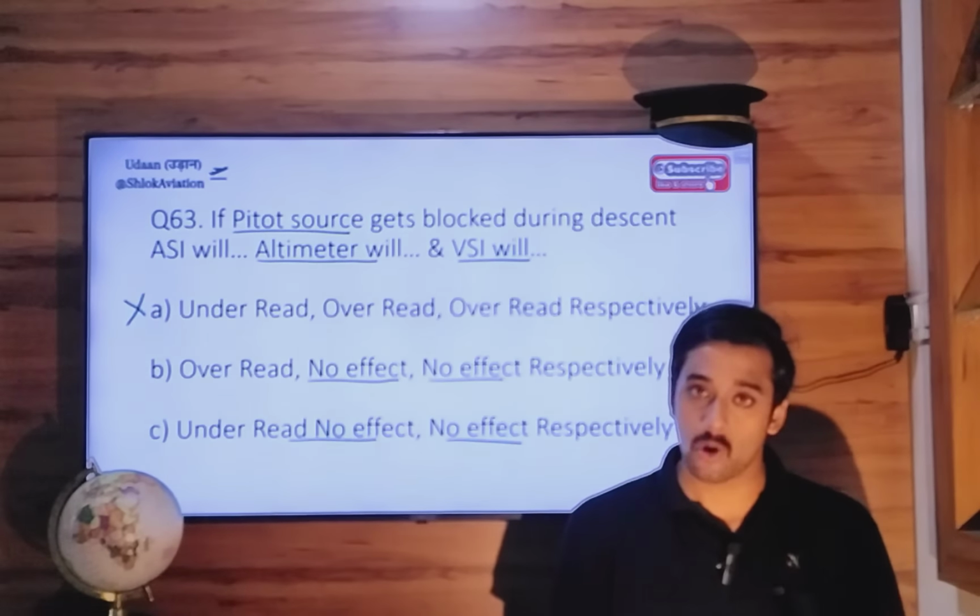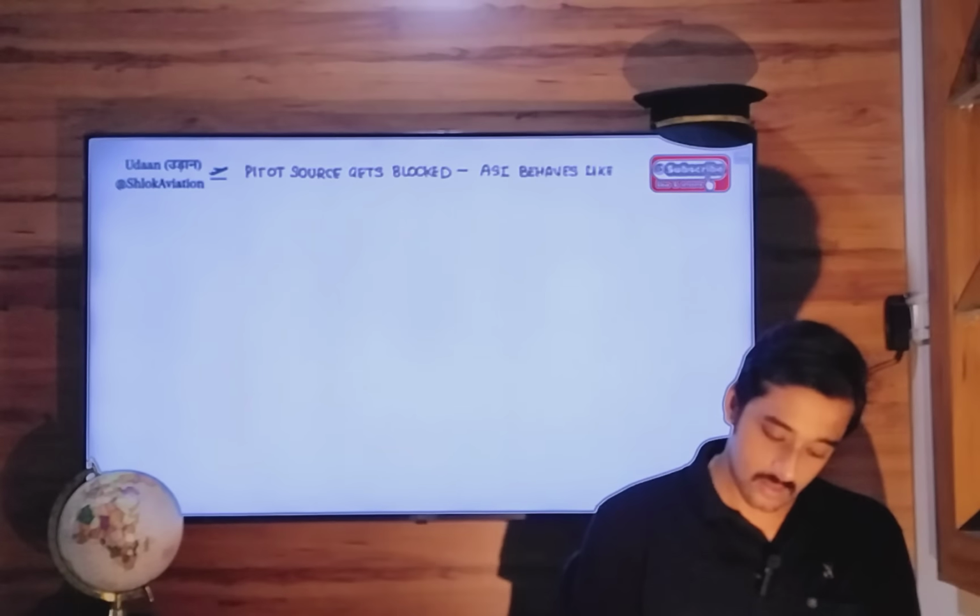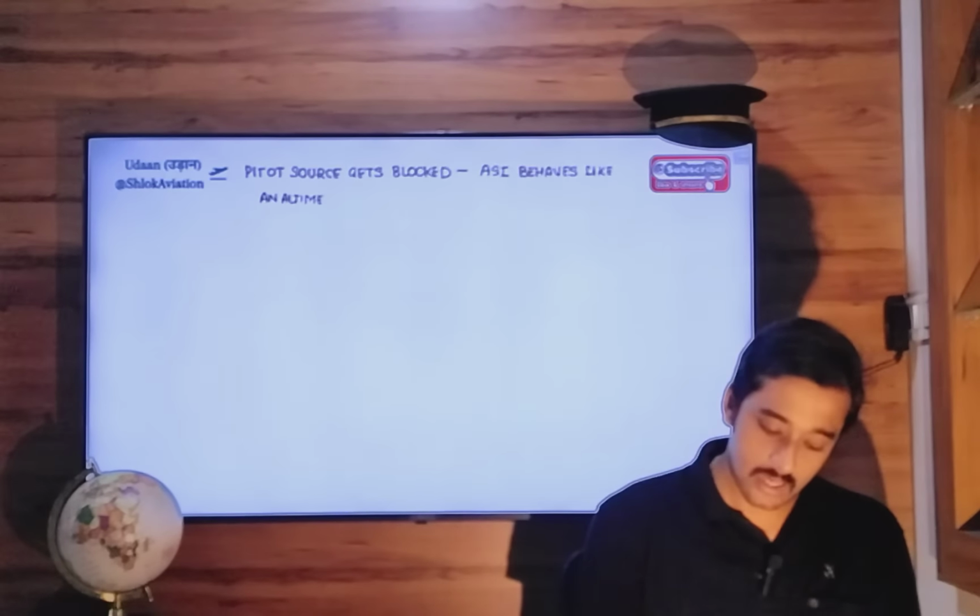So we are left with Bravo and Charlie, overread, underread. So what will happen to ASI? Now when pitot source gets blocked, airspeed indicator behaves like an altimeter. Behaves like an altimeter.